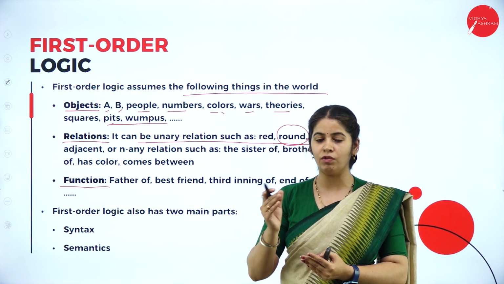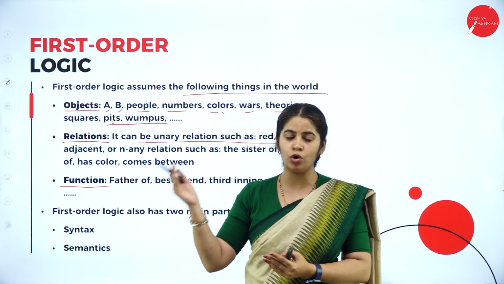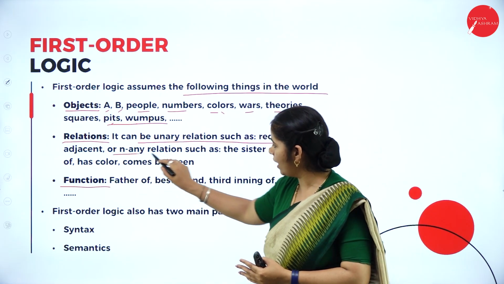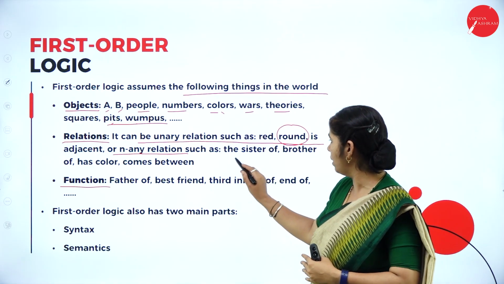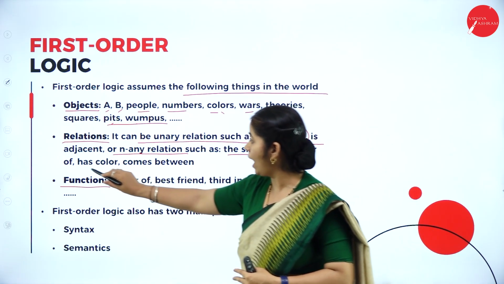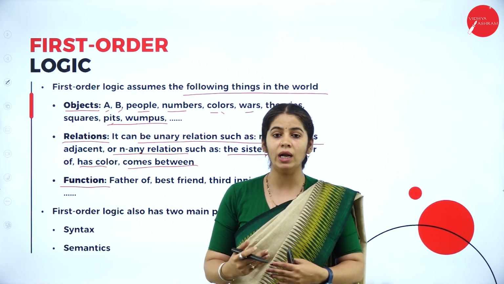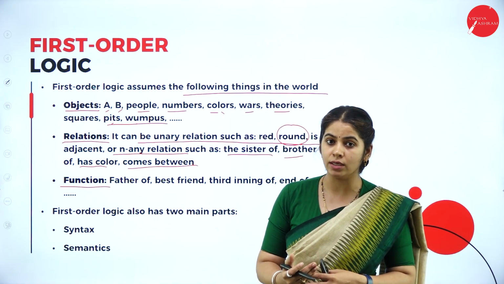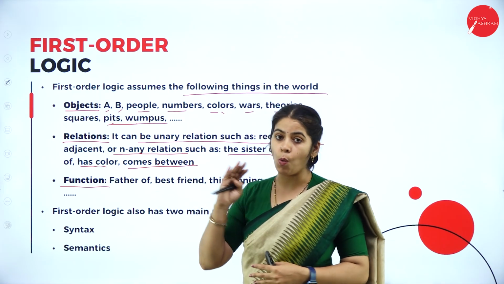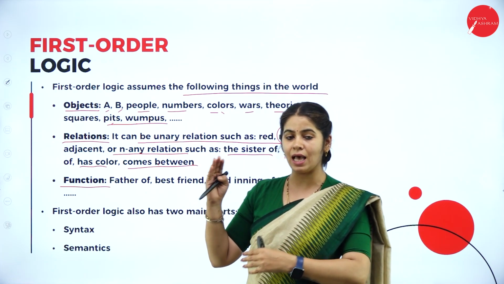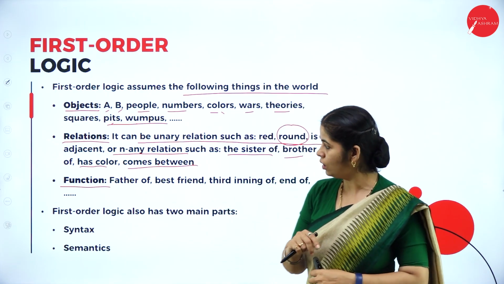The room adjacent to the pit will have the breeze, and the room adjacent to the Wumpus will have the stench. Like that, adjacent to or n-ary relations, such as sister, brother, has a color, comes between. These are all the ways we can provide the relation with the objects. So this is not available in propositional logic, whereas it is available in first order logic.